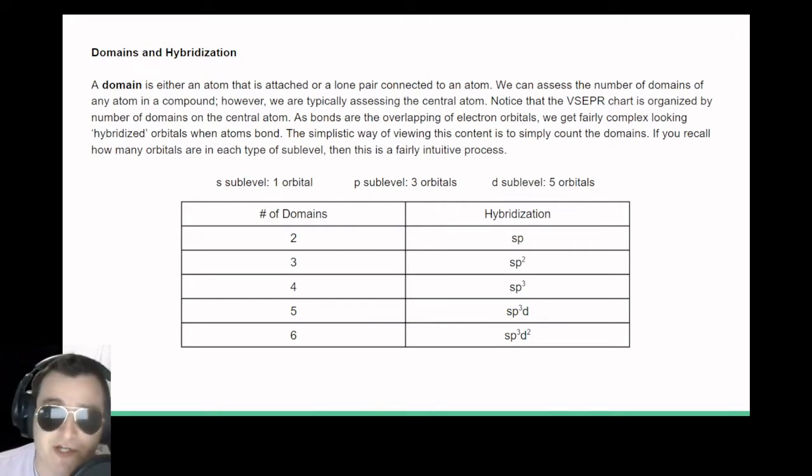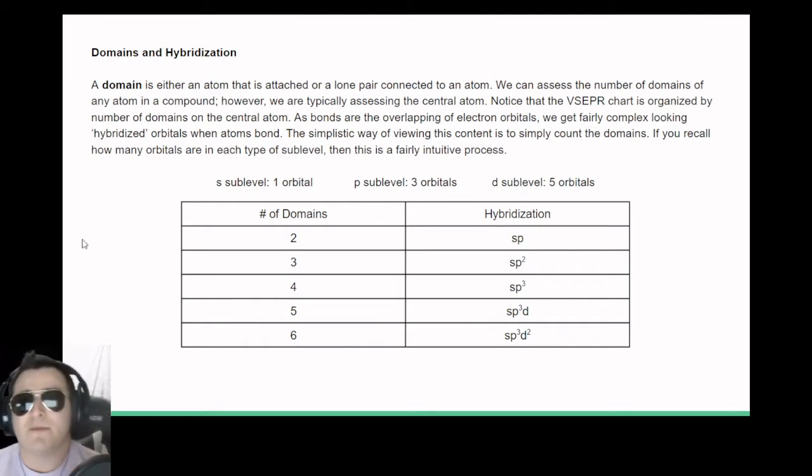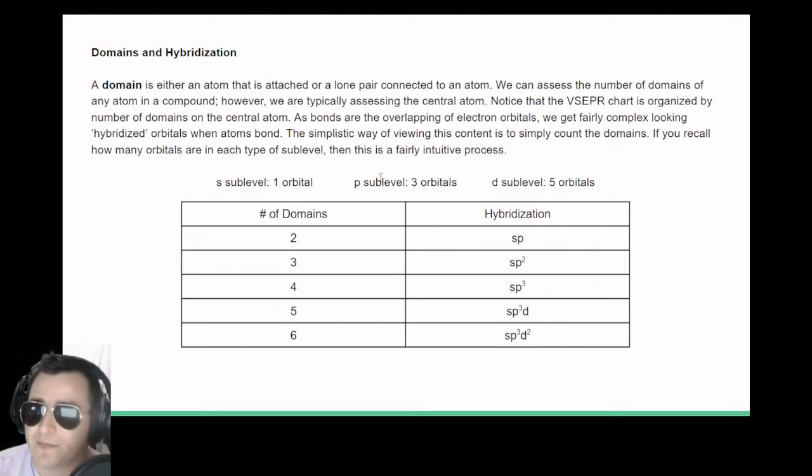But what's cool about these questions is that it's very easy because it's just counting 1 to 6, right? If I know how many domains something has, then I know the hybridization of that atom, which is very, very simple. Because S's can only have one orbital, P's can only have three orbitals, D's can only have five orbitals. That has been a fact ever since we started talking about electron configuration. So this is nothing new to us.